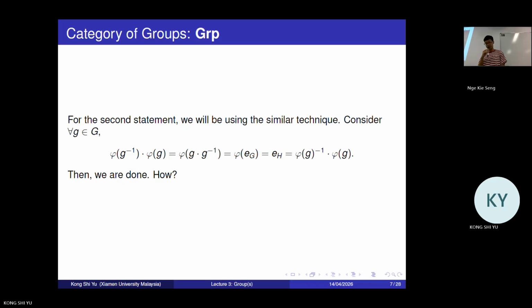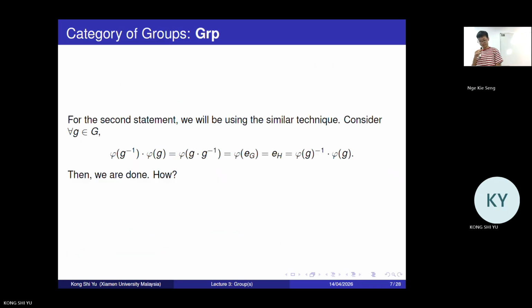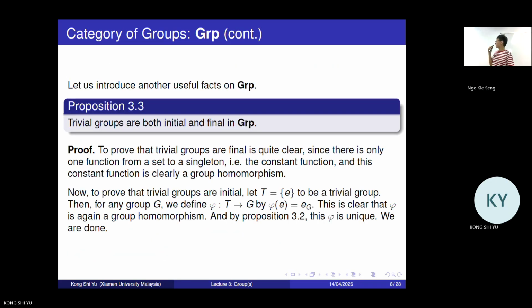So similarly, we are done: we simply take the inverse of VG on both sides, and then we can cancel off directly, which gives the second statement. This one is simple and quick. The statement says the trivial groups are both initial and final in this category, and the proof is exactly the same as presented by Jimbo.